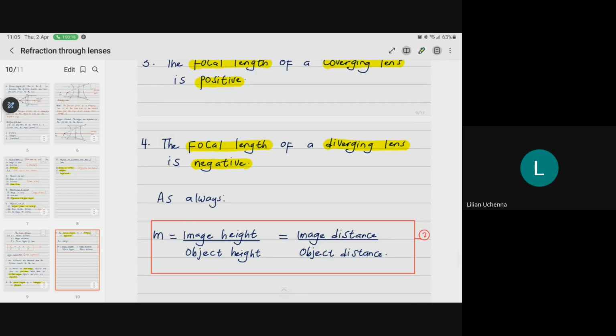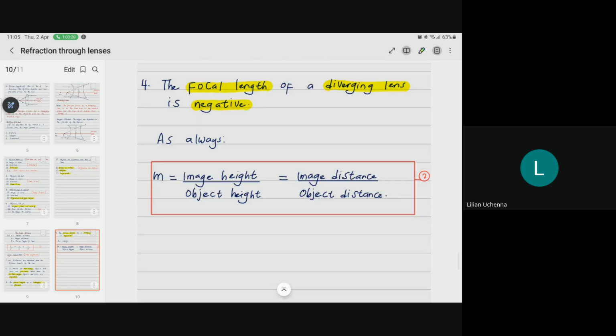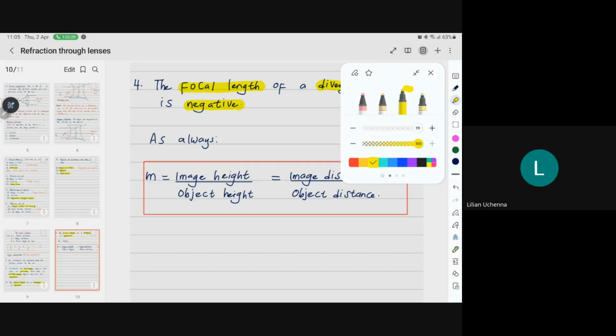So as always, the image height over object height is equal to image distance over object distance, which is the formula for magnification. So nothing has changed in the magnification formula. Is that okay?